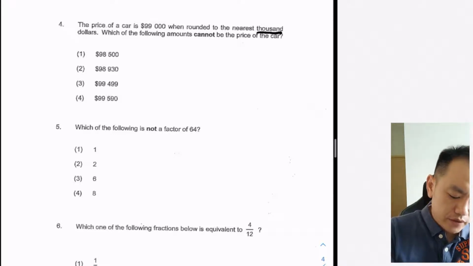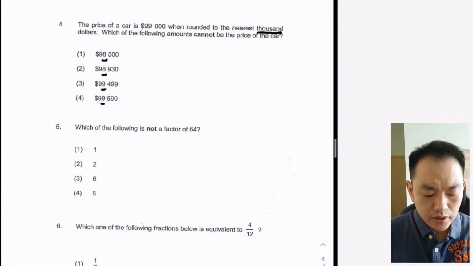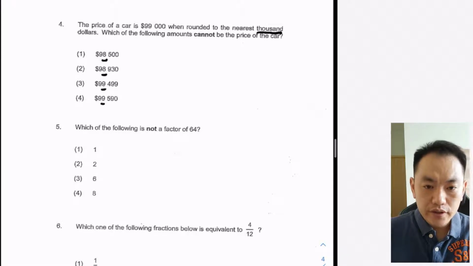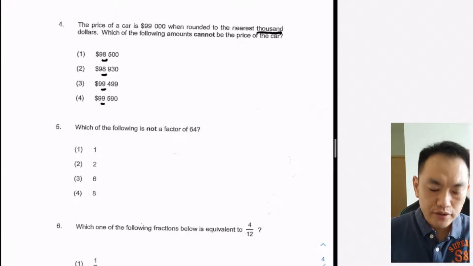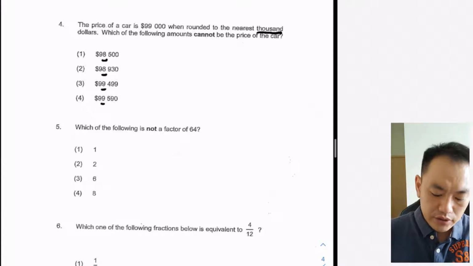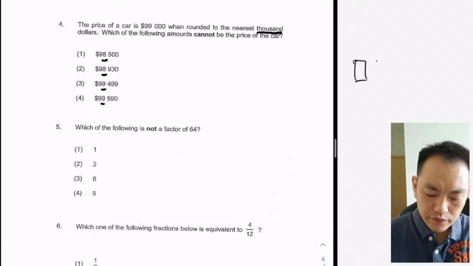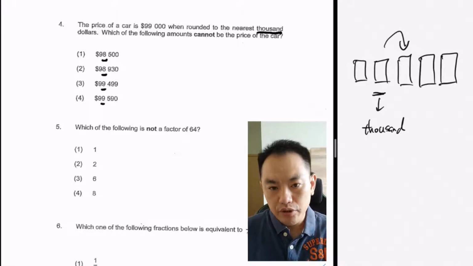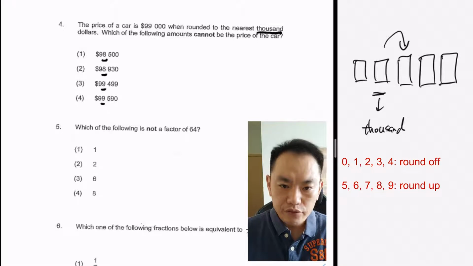Okay, so let me mark thousands here, which is the second digit from the left. Okay, so if you want to round off to the nearest thousand, then that means you need to look at the next digit. So if there are 5 digits here, this is the digit of the thousand. So if you say round off to the nearest thousand, that means you need to look at the digit below it to see if it's 5 or greater, you round it up. If it's smaller than 4, including 4, then you round it down.